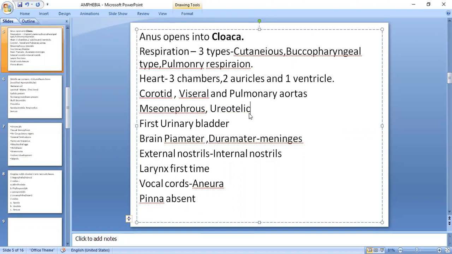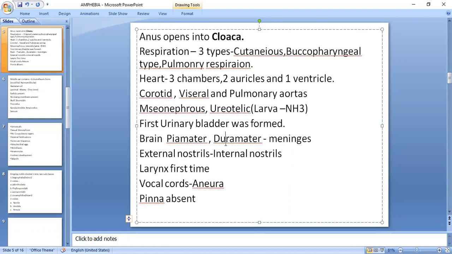But the larva excretes ammonia. And in chordates, in the whole animal kingdom, the first urinary bladder was formed in these animals only. Then the brain contains two-layered meninges, the meninges being outer pia mater, inner dura mater.